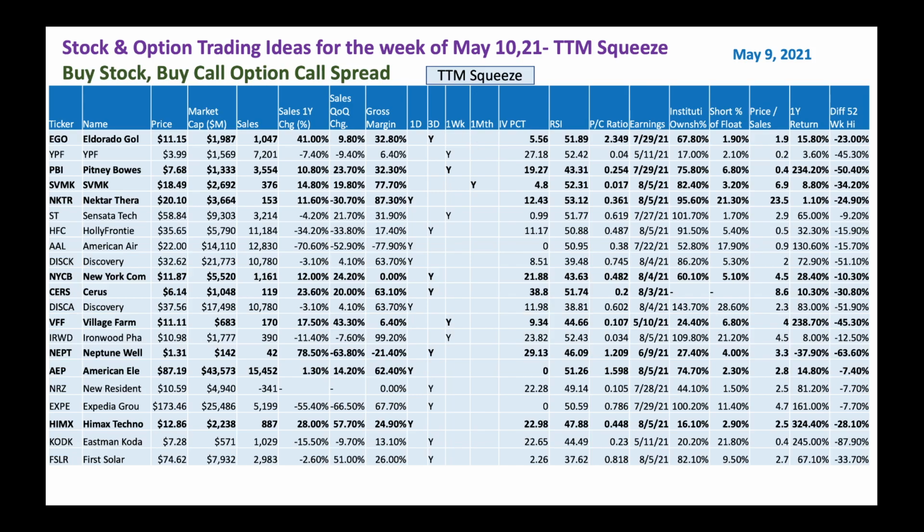What I've done is I looked at all the stocks with very good liquidity or volume, and I also looked at sales and sales growth. Typically I like to invest in stocks which are fundamentally strong. As you can see here, I highlighted a few stocks like Eldorado Gold, Pitney Bowes, SVMK, and these stocks have very good sales and sales growth, as you can see here.